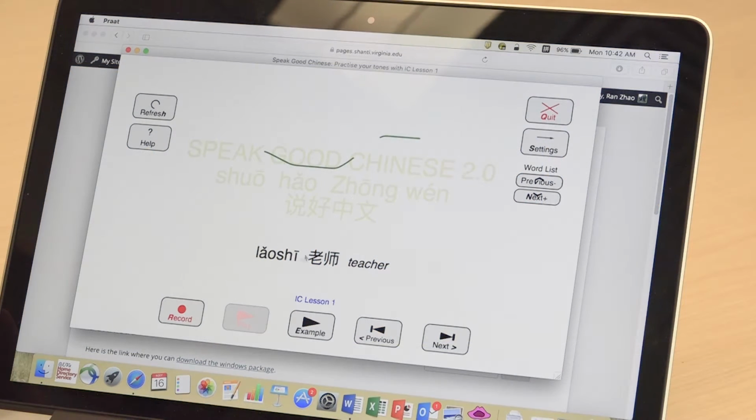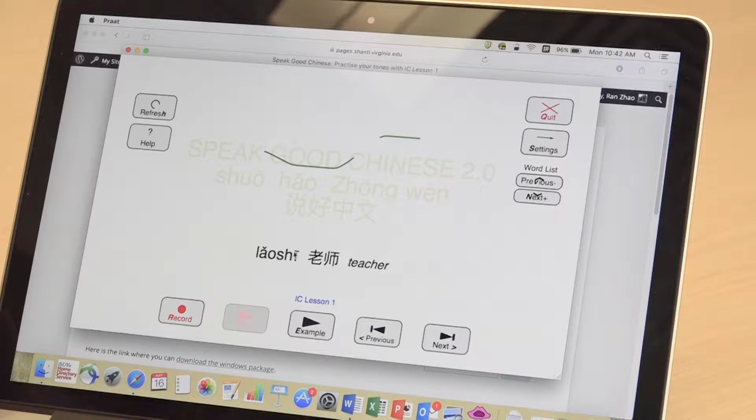So this will be the word the student is trying to learn. This is the pinyin, the phonetics of this, 老师. This is the character, this is the translation. So when students are working on any given word, they are learning all three aspects of it. And now here is the tone part.